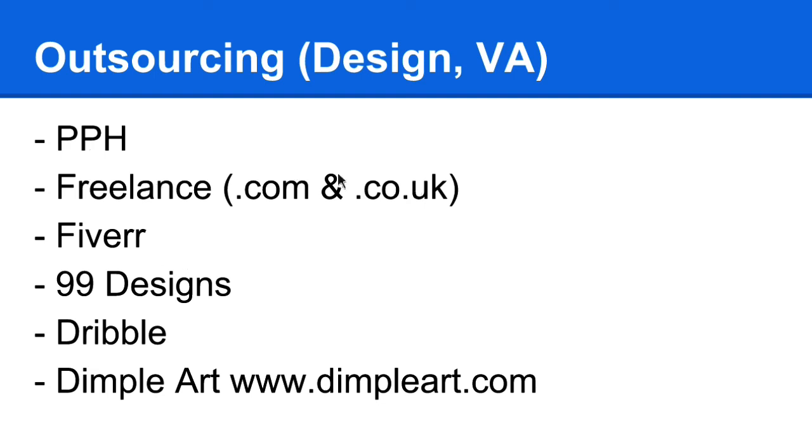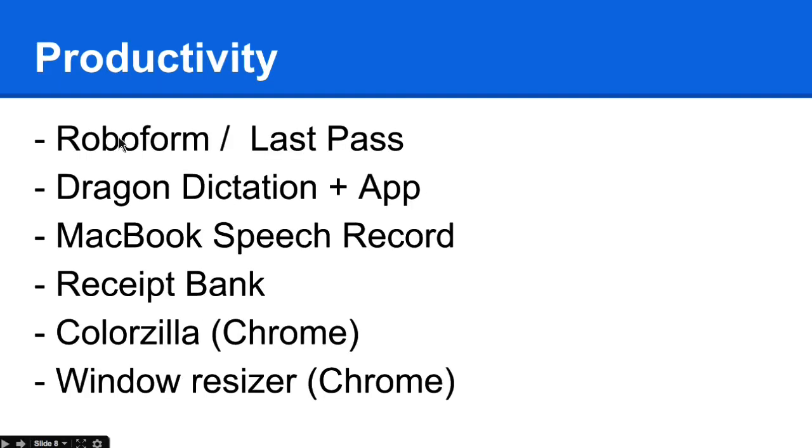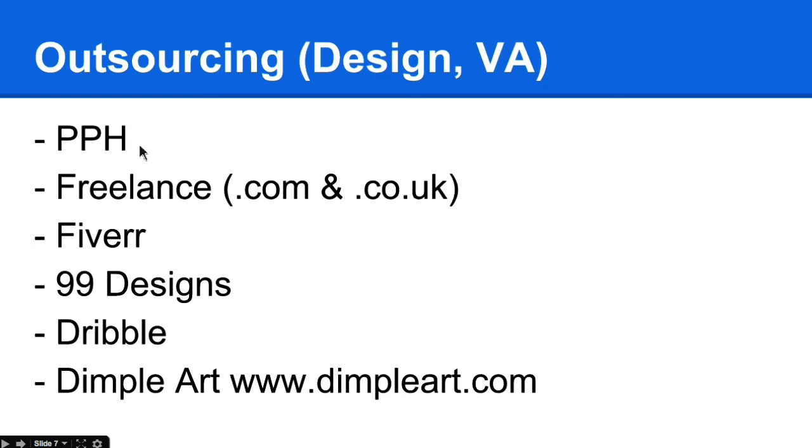Freelancer has now got .co.uk, so you have .com and obviously .co.uk. Freelancer is pretty cool for all the technical stuff. Again, I've got a resource list of so many other freelance or outsourcing services that are specific, whether you want a coding thing, a design kind of thing, or you want things written. There are so many of these. PPH is People Per Hour, and you can generally find everyone on there.